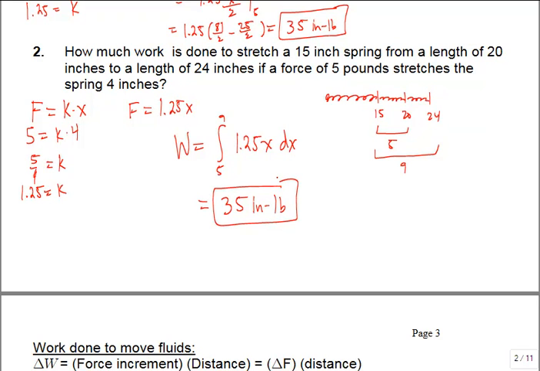Okay, so for these spring problems, you're going to be using Hooke's law, F equals K times X. Find your constant of proportionality K first, and then you're going to be integrating that force function, using appropriate bounds based on how much you're stretching or compressing from that natural length.